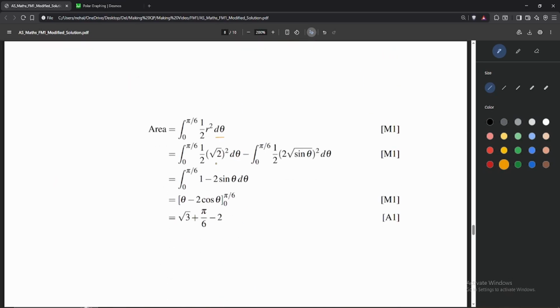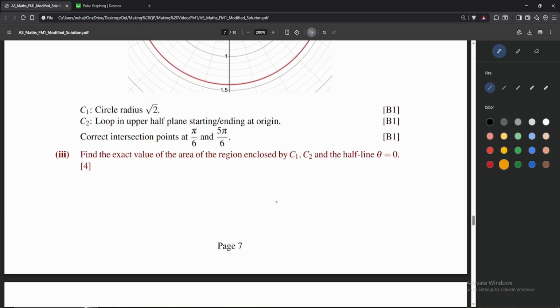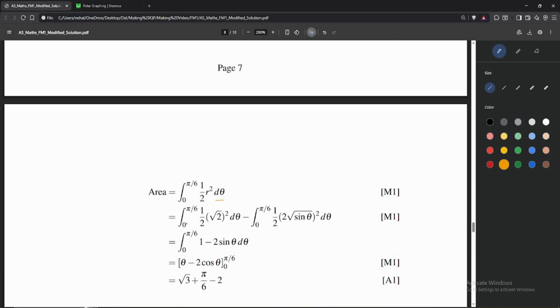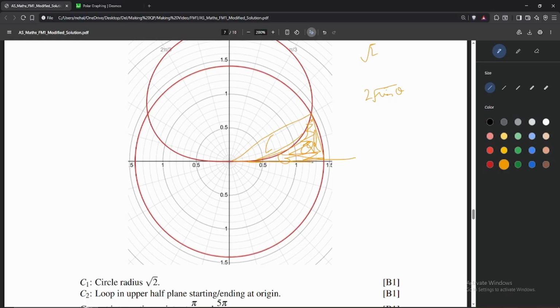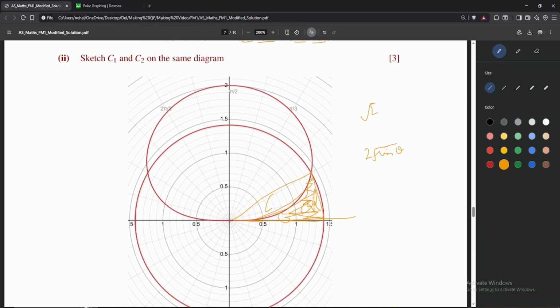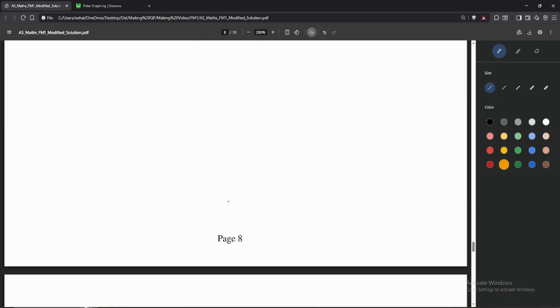So that's what we do here. We find the area of the root 2 sector, and we subtract out the sine theta part. So we're left with this area only. And we take the limits from 0 to pi by 6 because it starts from 0, the angle over here, since the half line is theta equals 0, and ends over here. Then we subtract and we get this.